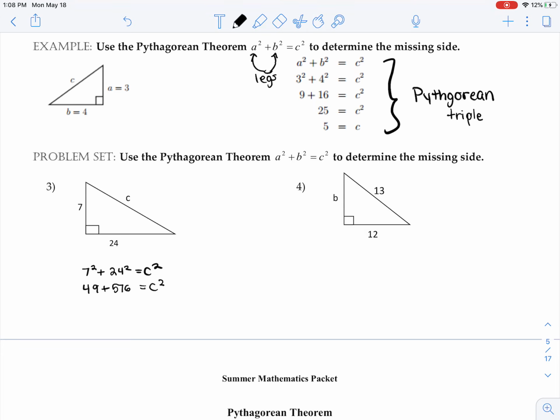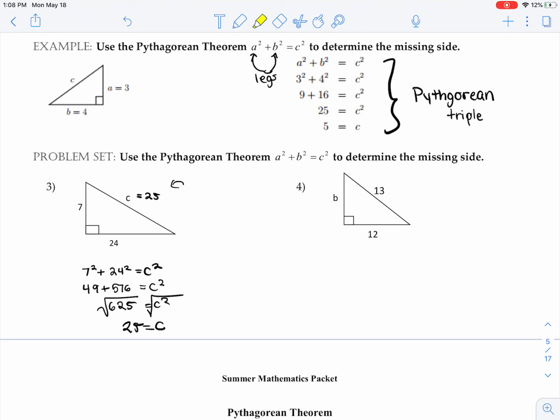So 576 plus 49, we added it together. Y'all always add faster than me. I'm sure you already know what it is. It's 625 equals c squared. We take the square root of both sides because we are not interested in c squared. We're interested in c. Take the square root of both sides, and we get 25. So c is 25 units long. And so in this one, we had to find the hypotenuse. That's where you're probably most comfortable using the Pythagorean theorem.